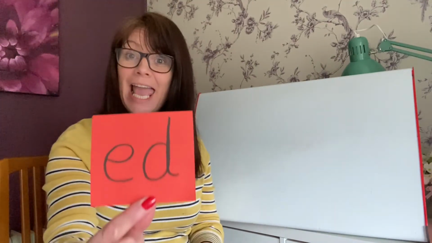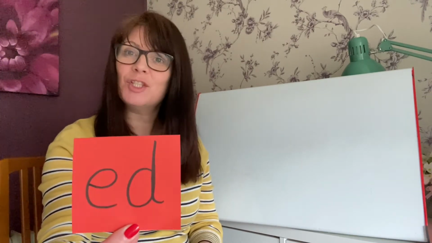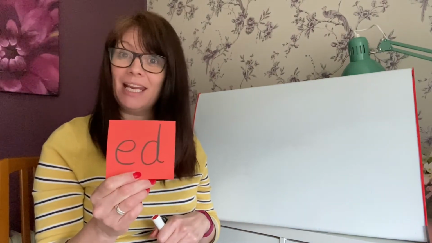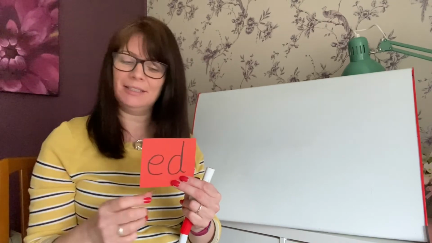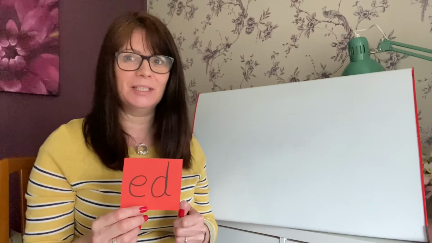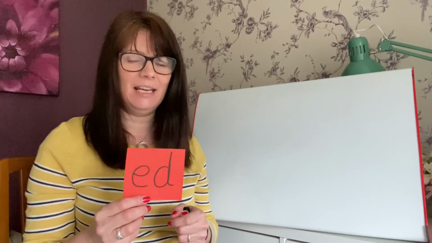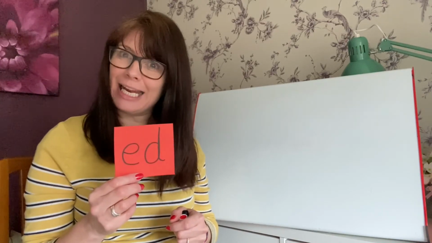Now there are lots of different rules when you use ed to make a verb past tense. An action word has already happened. And I'm going to teach you one of those rules now. A verb is an action word. And by adding ed, we can make it past tense. Already happened. But if the verb, the action word, ends in an E, the letter E, we have to change the rule slightly. Are you ready?